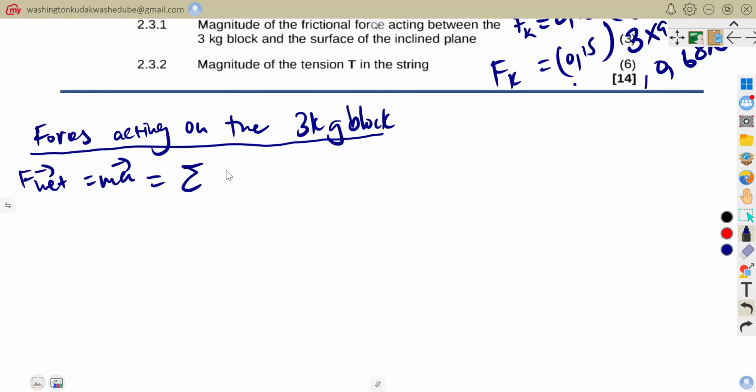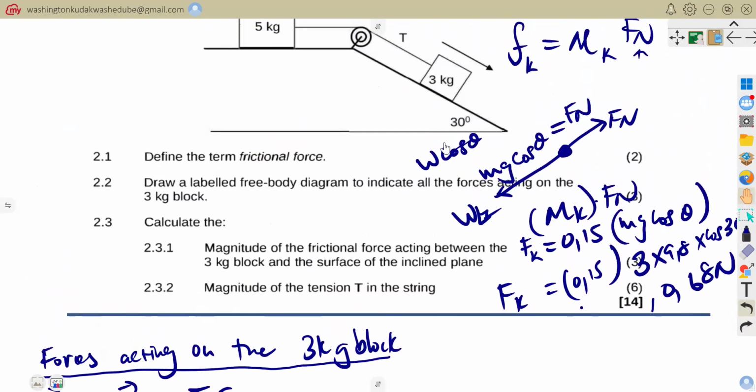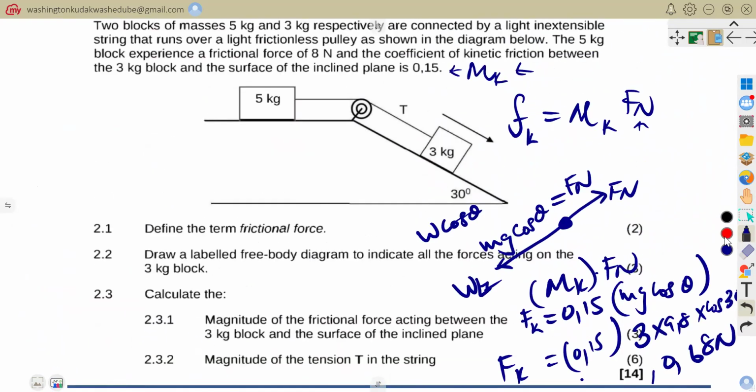This is equal to the summation of all vector forces. What are the forces acting on that block? We can see that we have a parallel weight component, tension, and a frictional force. Because this block is going downward, the frictional force is acting against the motion. So these are the vector sum of forces acting on this block along this incline.